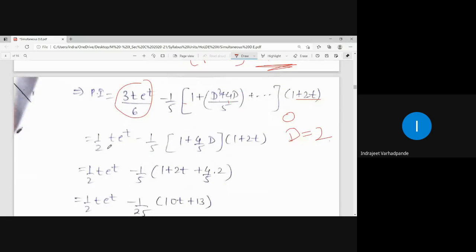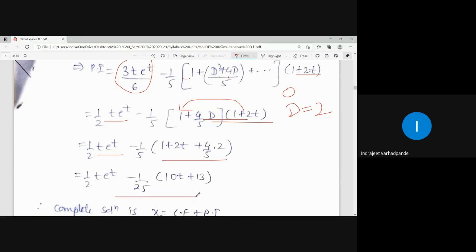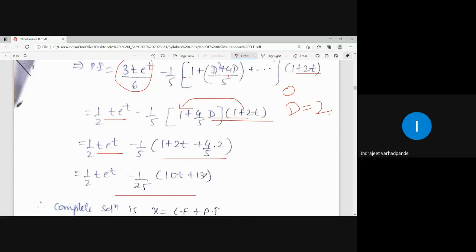So I have written it as half t e to the power t minus 1 by 5, 1 plus 4 by 5 derivative of this, and the derivative of this will be 2. 1 into this bracket will be 1 plus 2t. So half t e to the power t minus 1 by 5 multiplied by this. Simplify it, you will get the answer. This is the particular integral.